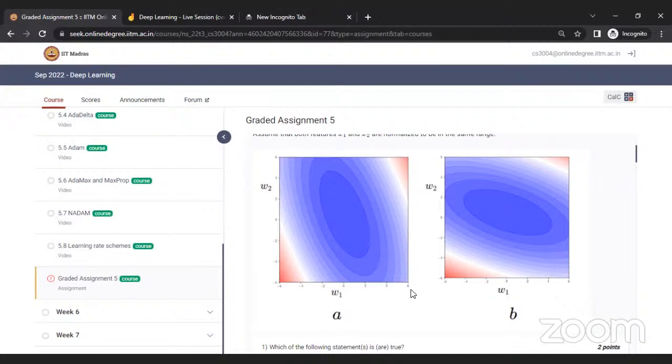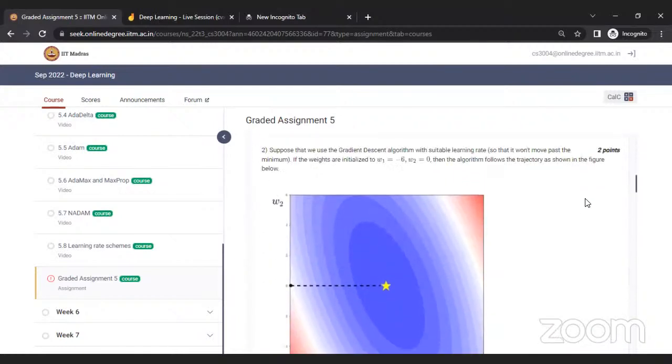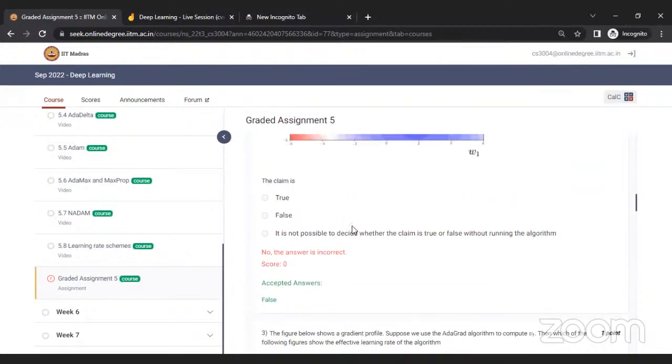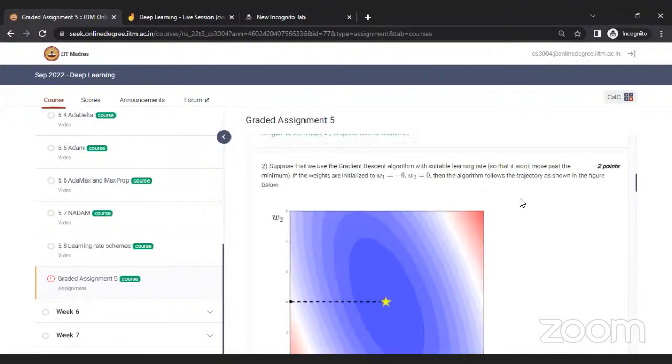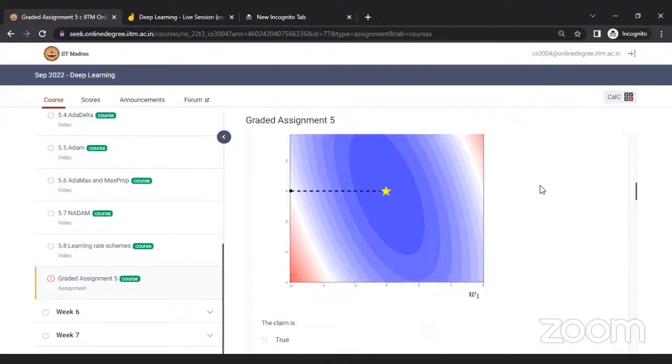Question number 2, sir. Why is the answer false? You might have opted for the third option, right? Which one did you actually opt for? Sir, I opted for true because in the question it is given that W2 is 0, so there will be no change toward W2. The line will only go toward W1, meaning there will be no W2 direction. That's why I opted for it.